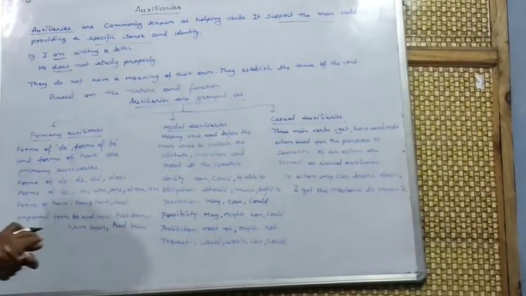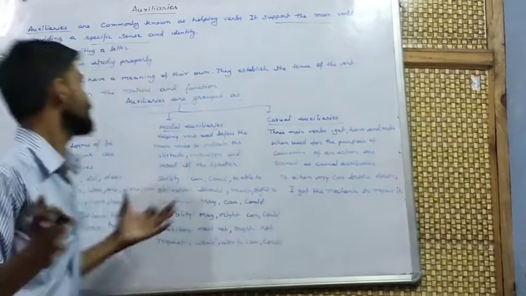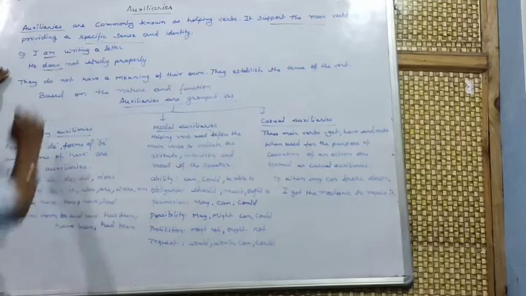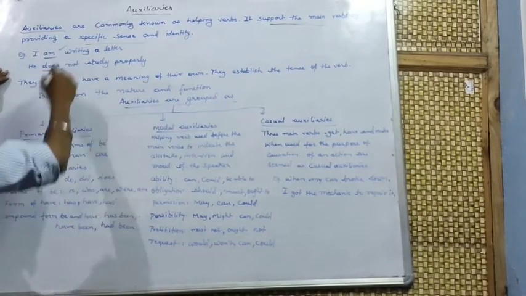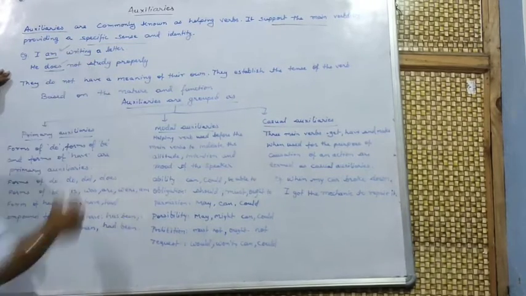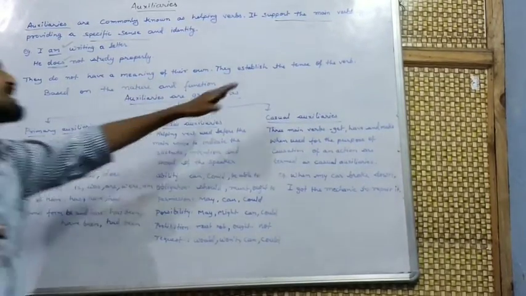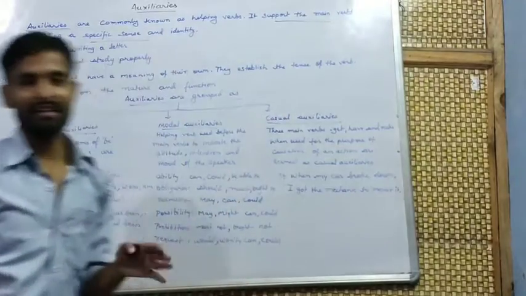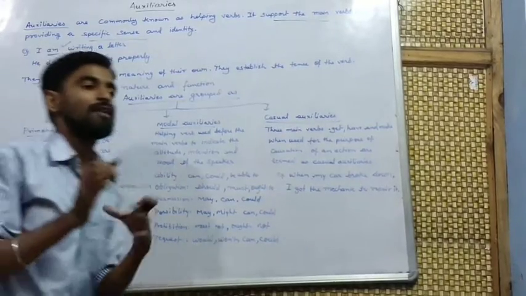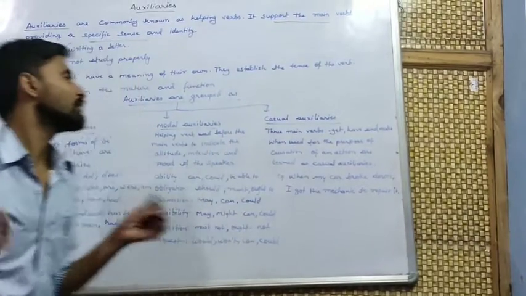If we say am, what is the meaning of am? Am does not have a meaning of its own. Does does not have a meaning of its own. But they establish the tense of the verb. By seeing that, we can say it is in present continuous tense, and the other is in simple present tense, that is present indefinite. We can easily identify the tense of the sentence, the tense of the verb.